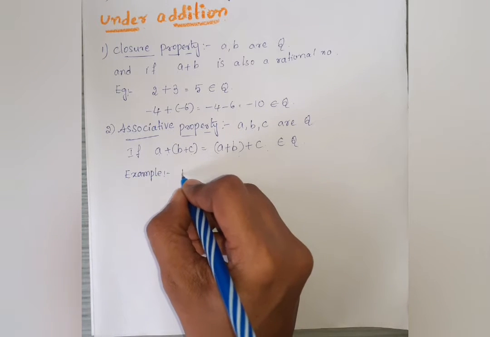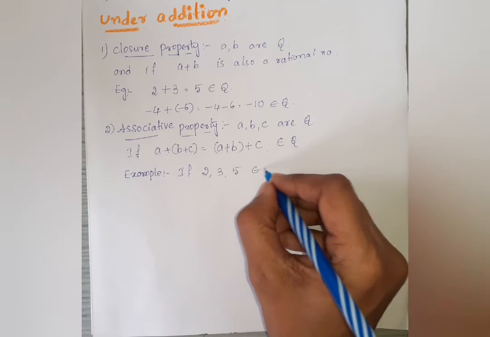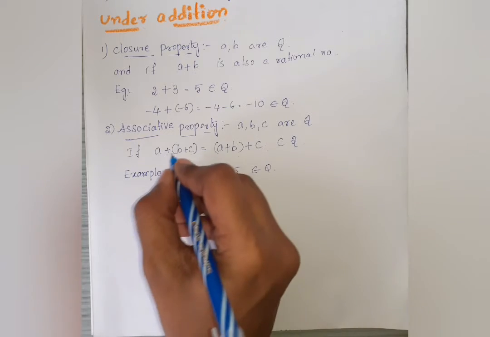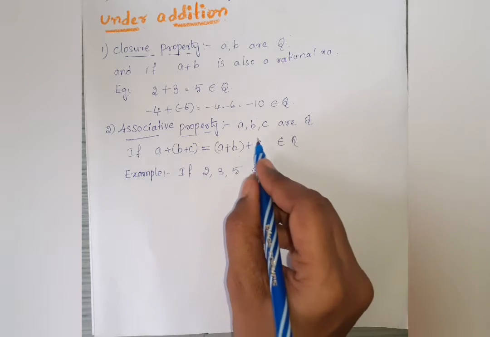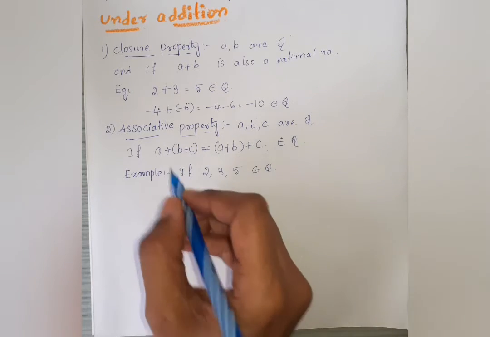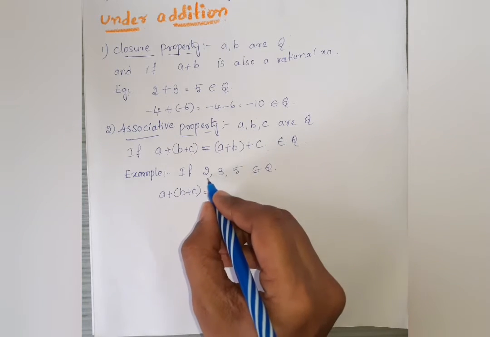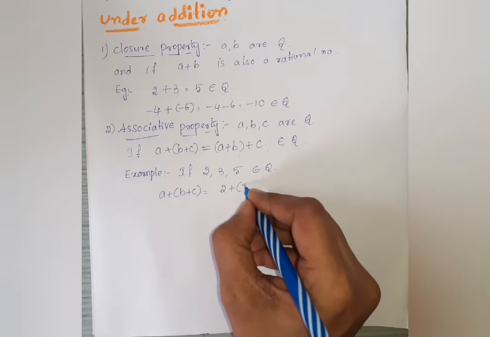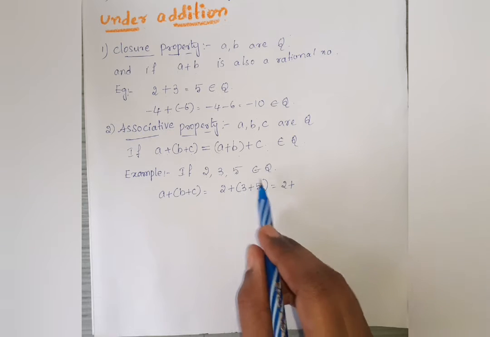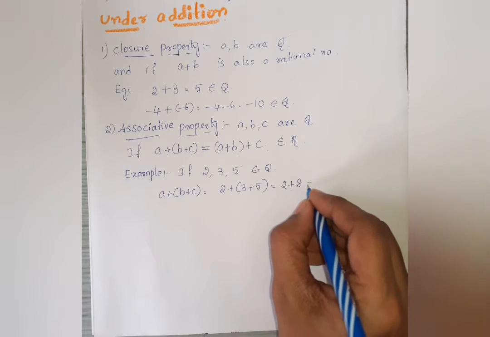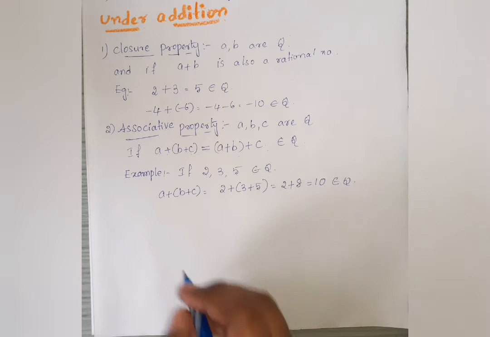If 2, 3 and 5 belong to the rational numbers, first I am taking the LHS. This is the left hand side equation and this is the right hand side equation. First I am taking the left hand side, a plus (b plus c). So I am taking three numbers as 2 plus 3 plus 5, which is equal to 2 plus, first let us do the problem within the bracket, that is 3 plus 5 is 8, 2 plus 8 is 10. So this belongs to the rational numbers.